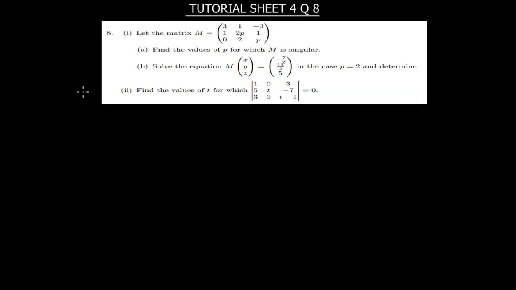So part B is saying solve the equation M times (x, y, z) equals negative 7 over 2 in the case where P is equal to 2. And then they are also asking you to find the determinant. So in short, while there is P in this matrix, we're going to put 2. So let's rewrite the matrix here.